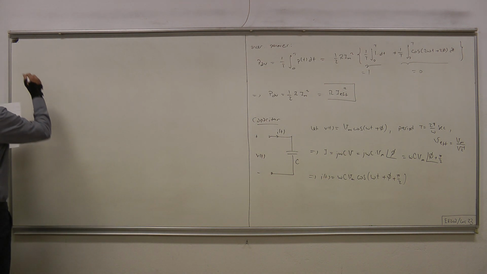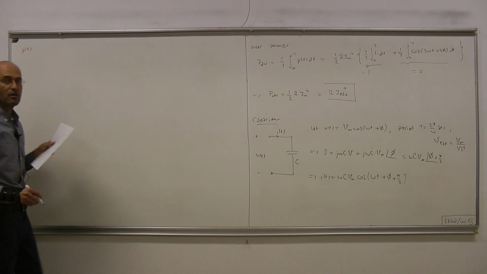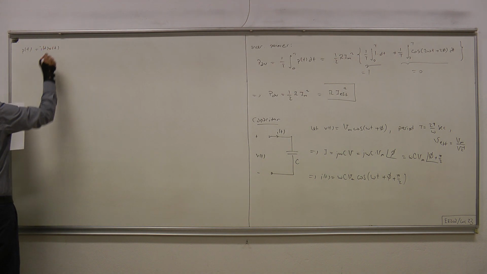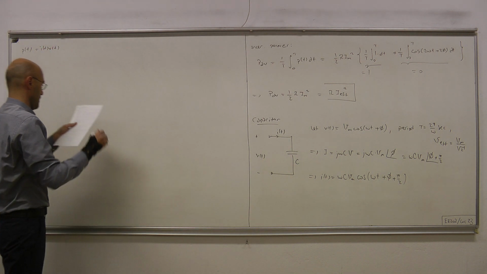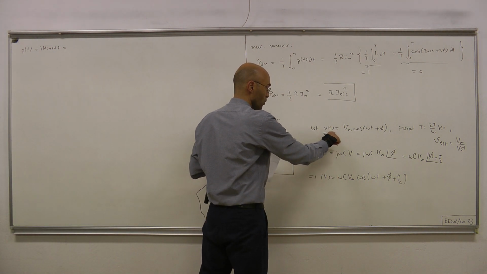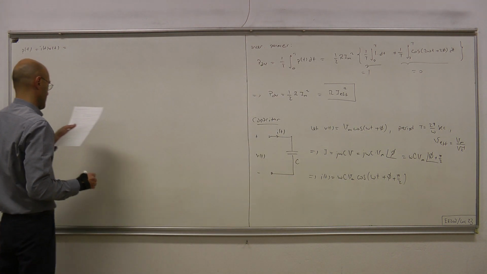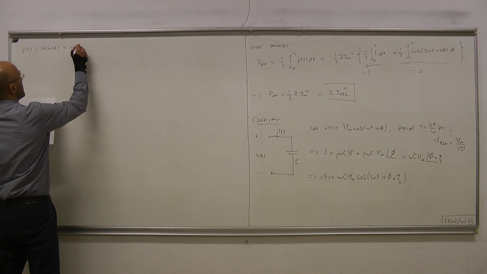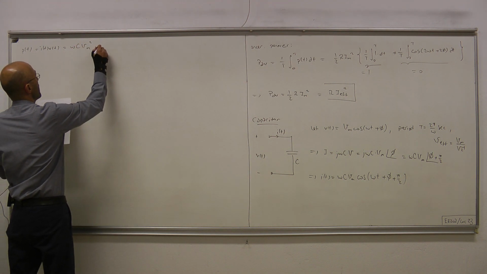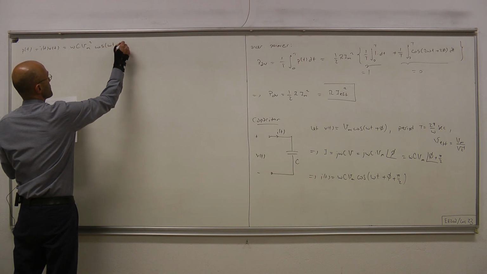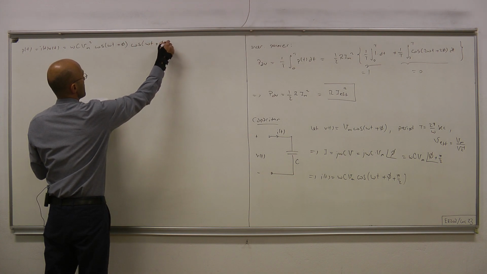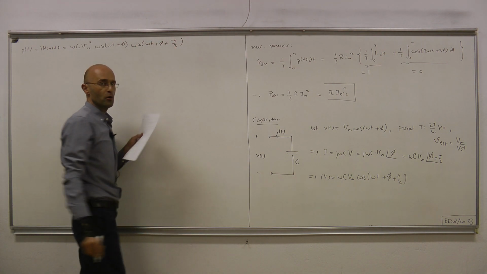Okay, so let's do that. P of t, the instantaneous power for our capacitor, equals I of t times V of t, the product of current and voltage. We have the current here and the voltage here, and that reads omega C voltage magnitude squared, then the product of two cosines, times cosine omega t plus phi plus pi over 2 radians.